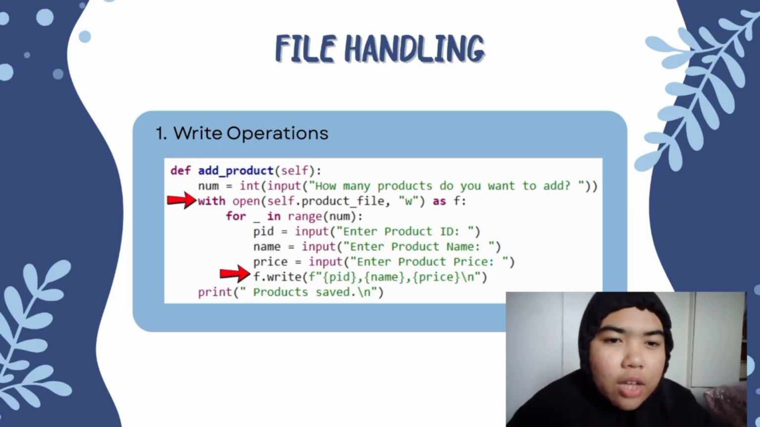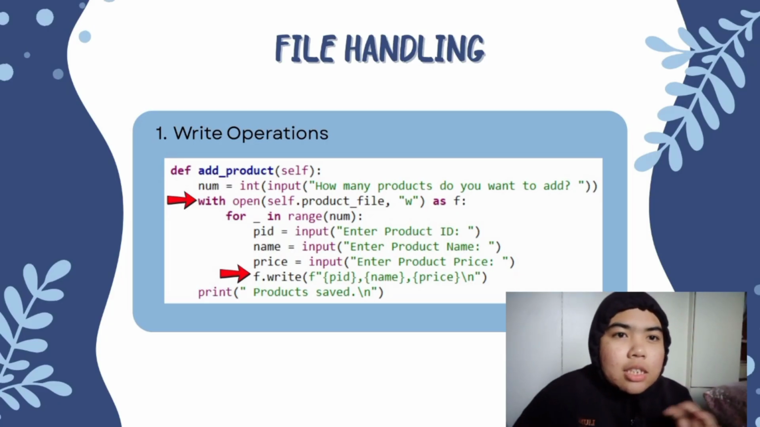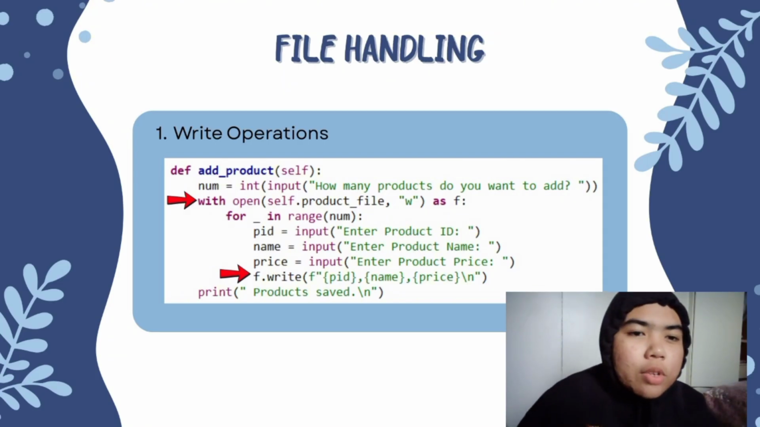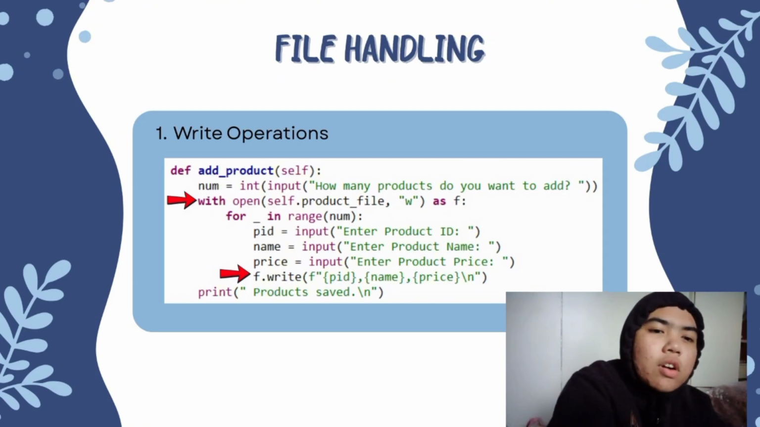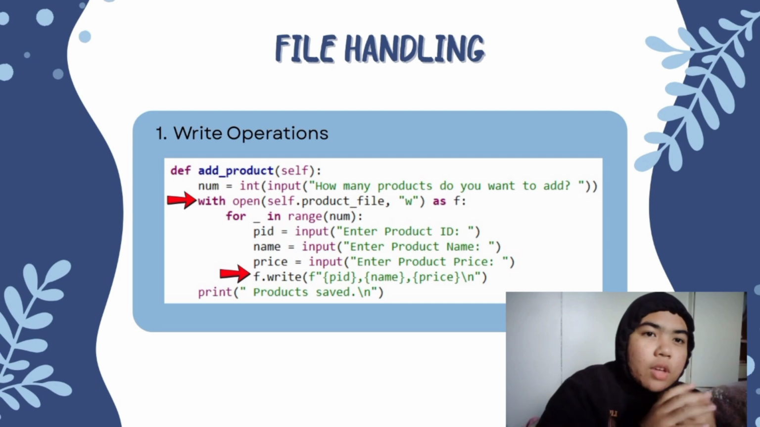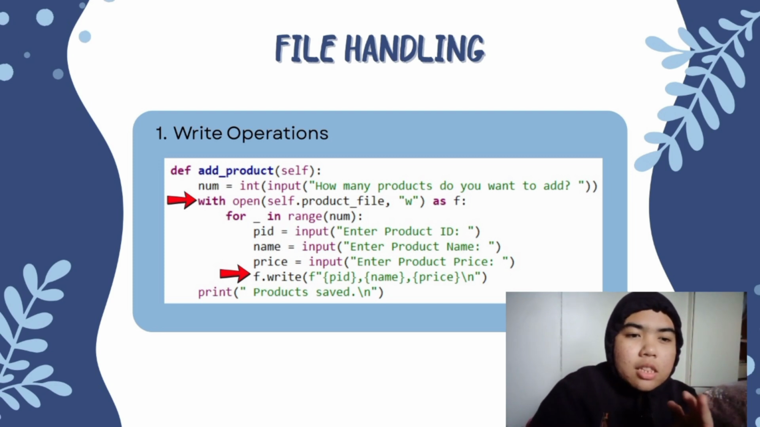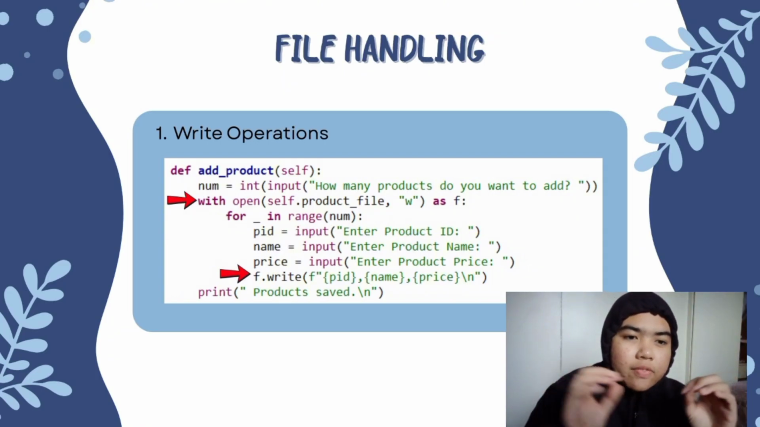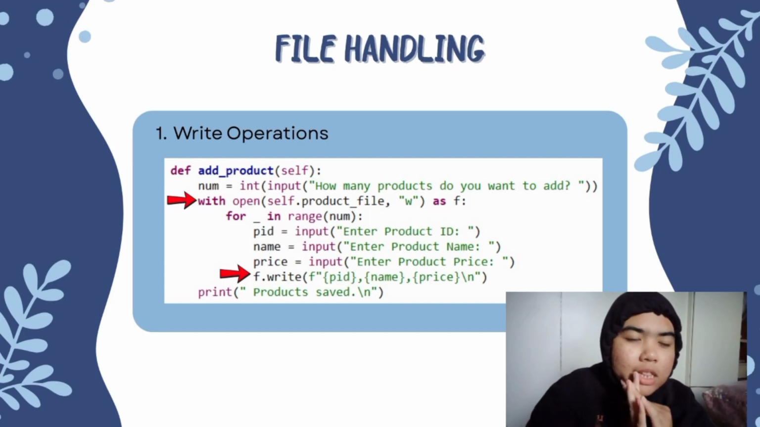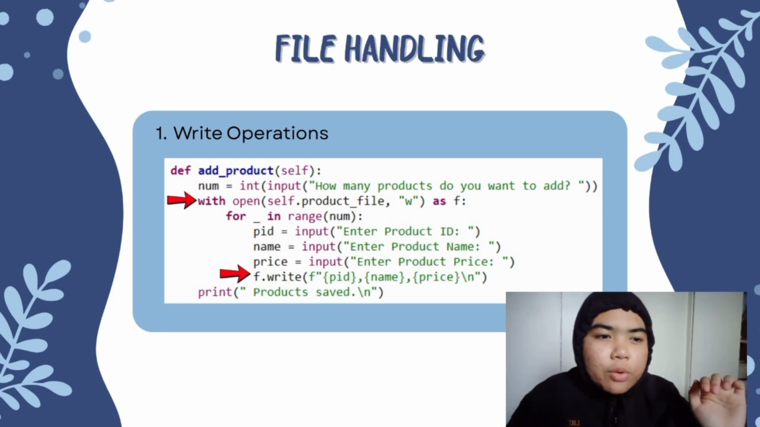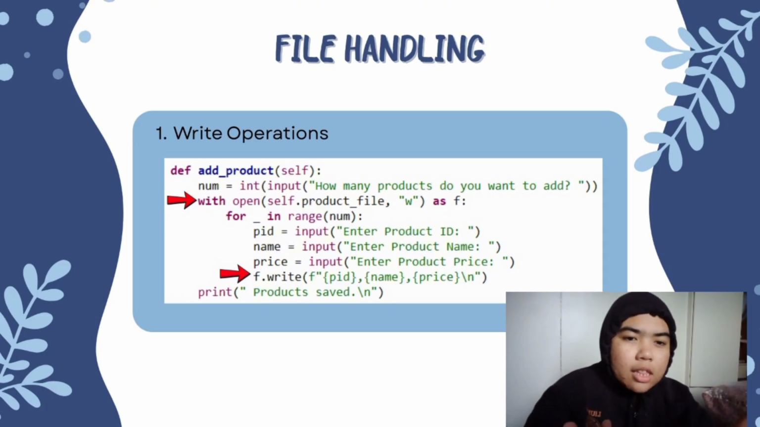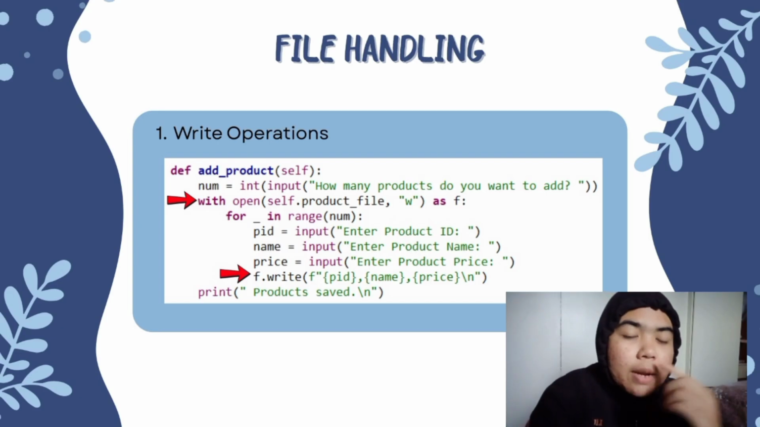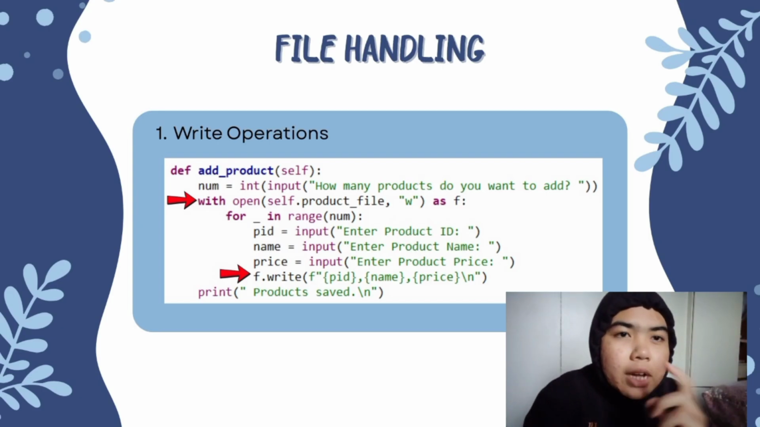Okay, so here as you can see, num equals input. The function is to ask the user how many products they want to add. Next, we open self.product_file. With open as file is to open the file given by self.product_file in write mode, because it's W, it means it overwrites the file. And then for in range is to repeat the input process according to the number entered by the user.